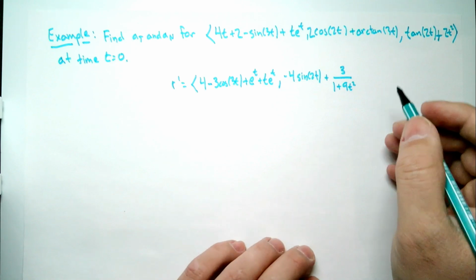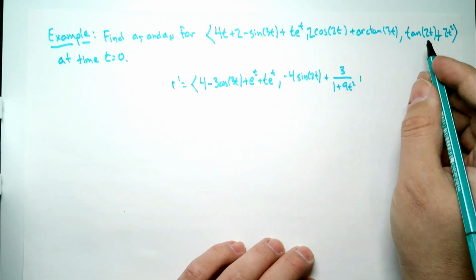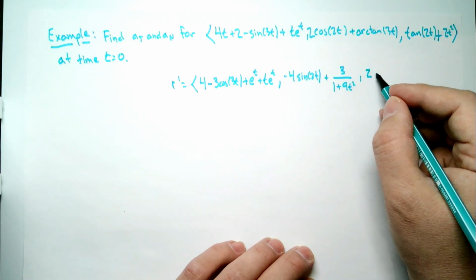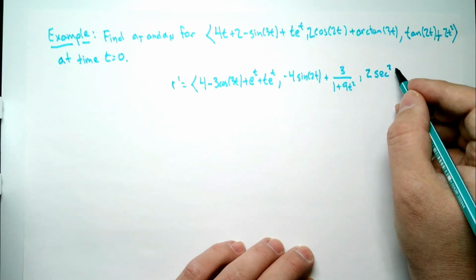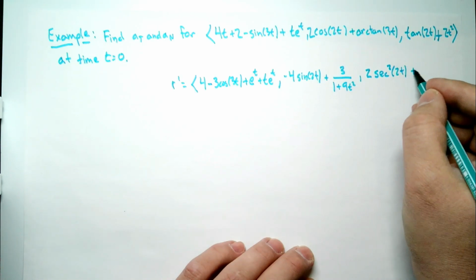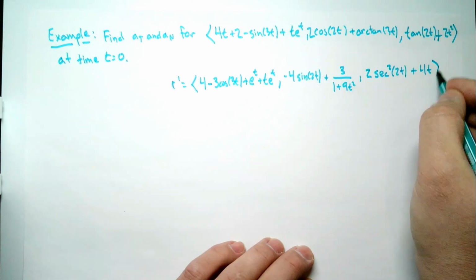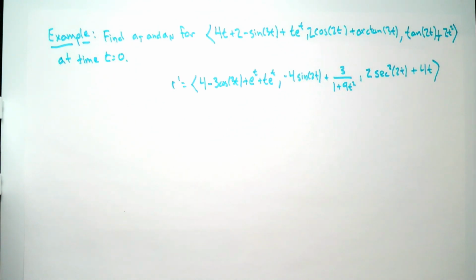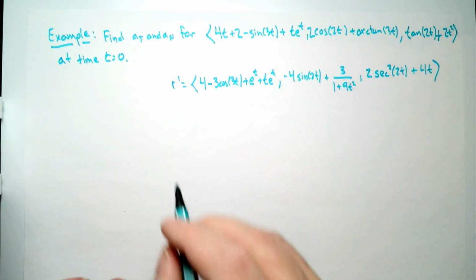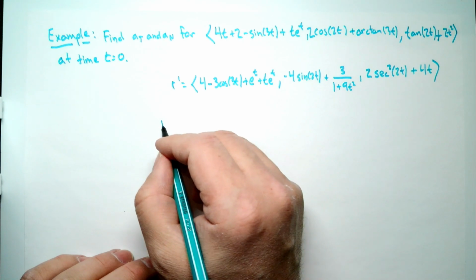All right, we're speeding up. Tangent of 2t, the derivative of tangent is secant squared. So this will become 2 secant squared of 2t plus 4t. All right. Now, I think we'd all agree finding the magnitude of r prime is going to be messy, and finding the derivative of the magnitude of r prime is going to be worse. Well, it's not done yet.